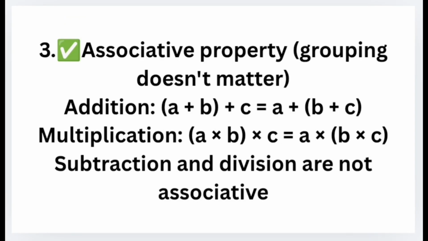Associative property. Grouping doesn't matter. Addition, (a plus b) plus c is equal to a plus (b plus c). Multiplication, (a times b) times c is equal to a times (b times c). Subtraction and division are not associative.